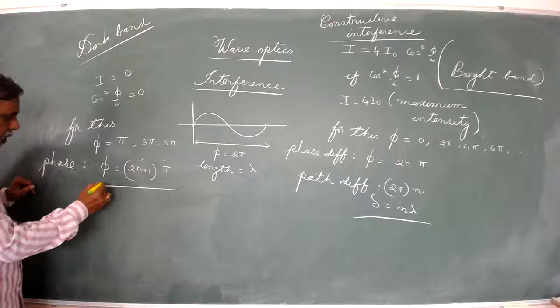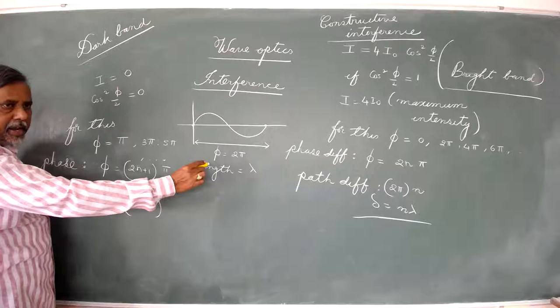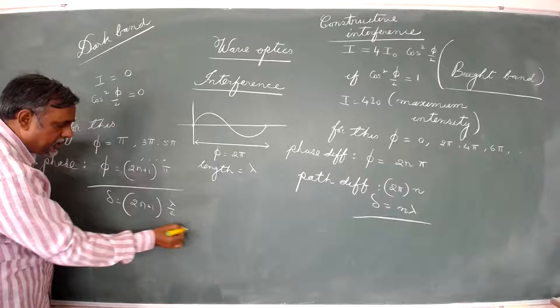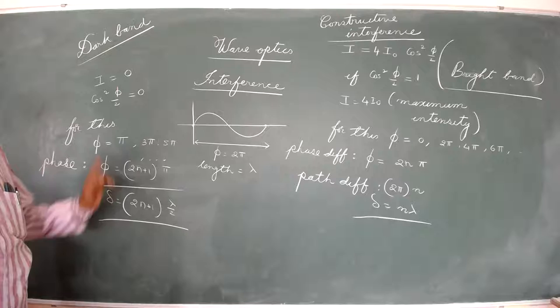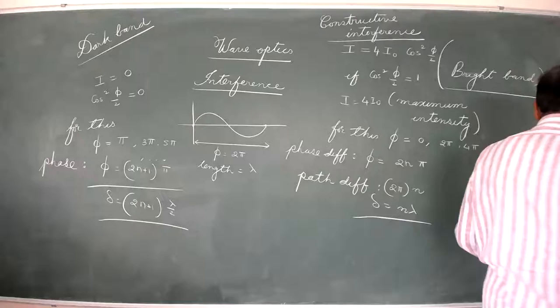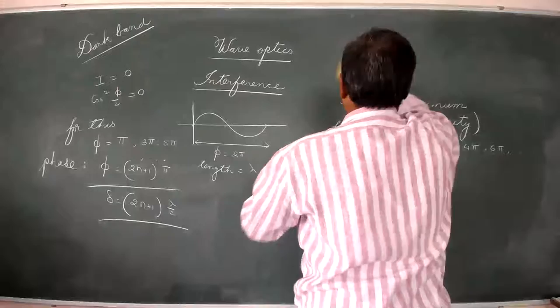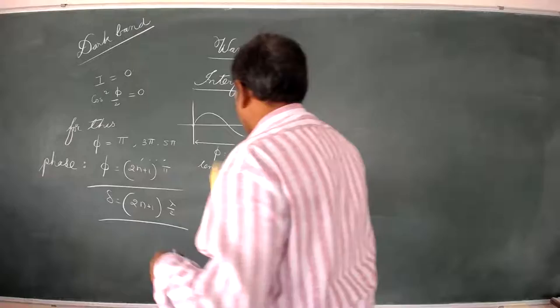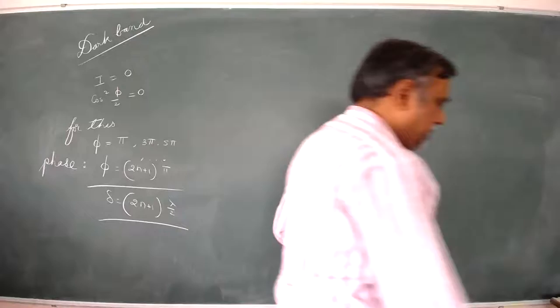2n plus 1 into 2 pi radians are equal to lambda, so pi radians are equal to lambda by 2. So this must be the path difference, 2n plus 1 into lambda by 2. Why have I repeated this once again today? These two results we will be using while discussing further concepts. The further concept is the bandwidth we need to calculate, which you wrote yesterday. Now bandwidth, or fringe width, during interference pattern.